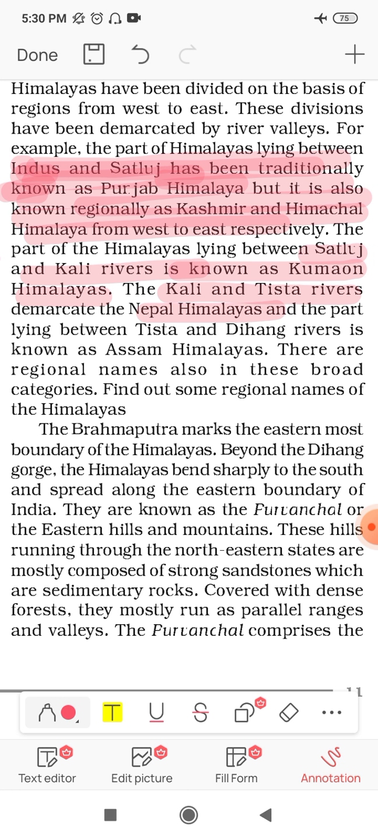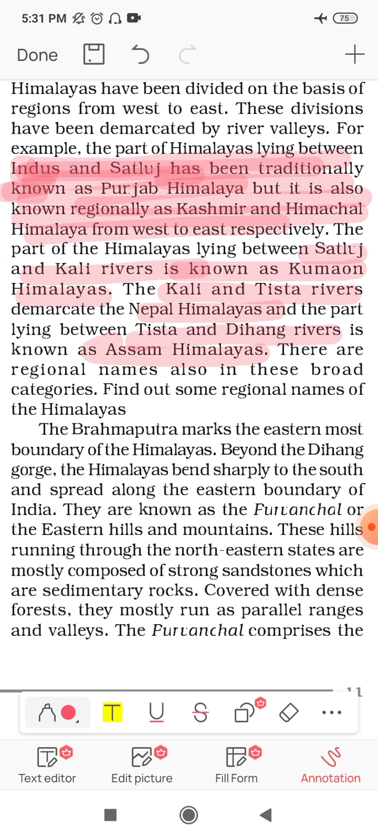Now the part of Himalaya lying between Tista and Dihang river. Dihang is a tributary of Brahmaputra river. So the part of Himalaya which is lying in between Tista river and Dihang river is known as Assam Himalaya.